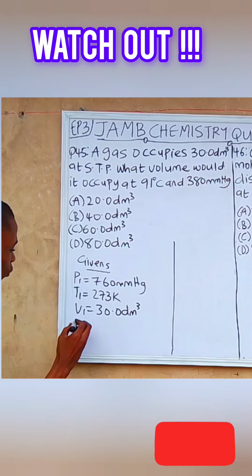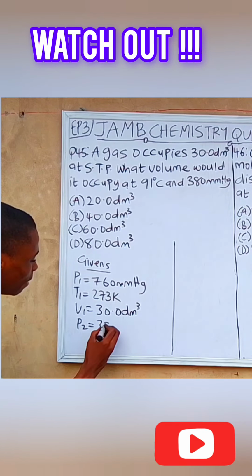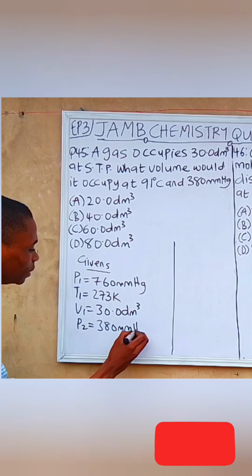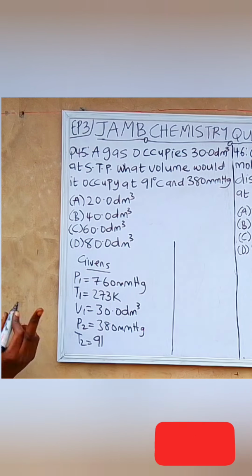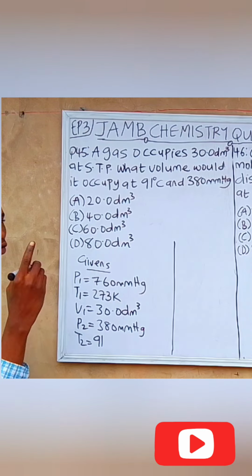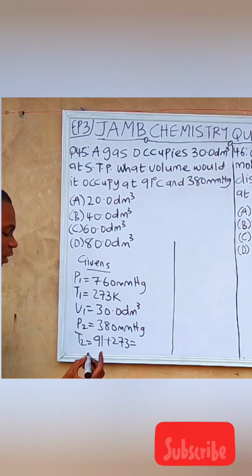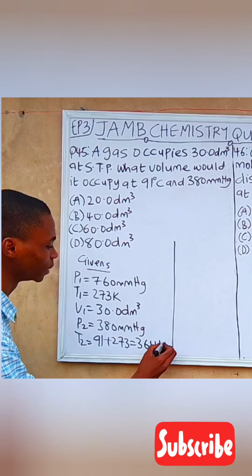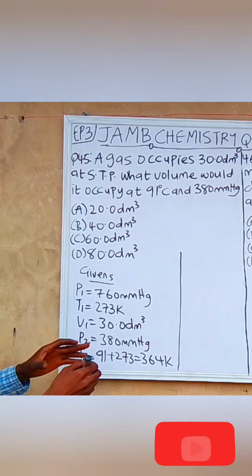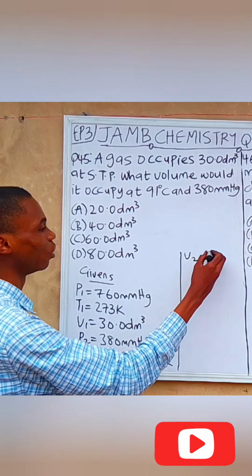So let's check for our P2. Our P2 is 380 mmHg, and our T2 is 91 degrees Celsius, but we can't leave it at 91, we need to convert it to Kelvin. To convert to Kelvin, we add 273. Plus 273 is constant, and 91 plus 273 will give us 364 Kelvin. So what are we looking for? Our V2. Our V2 is unknown.